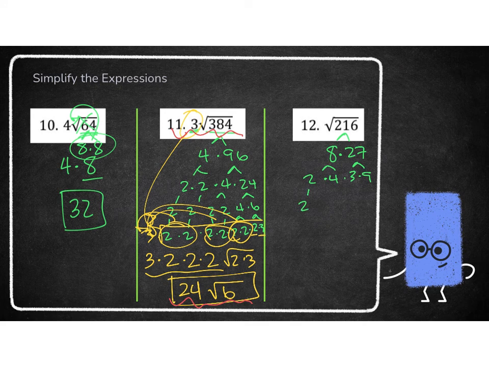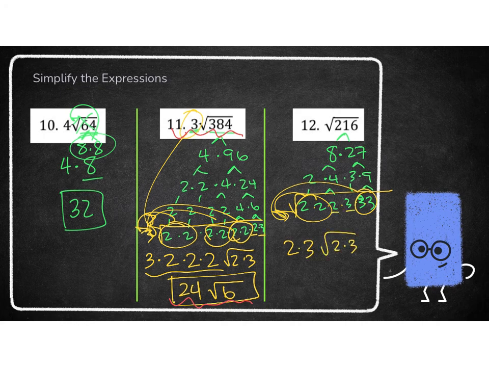Then I've got this 2 comes down. 4 is 2 and 2. 3 and 9 is 3 and 3. All right, so that's my prime factorization. That's what's under the radical. These are all being multiplied together. What are my pairs? This pair of 2s can come out. This pair of 3s can come out. I've got a 2 and a 3 left over that have to stay underneath. So this ends up being 6 times the square root of 6.